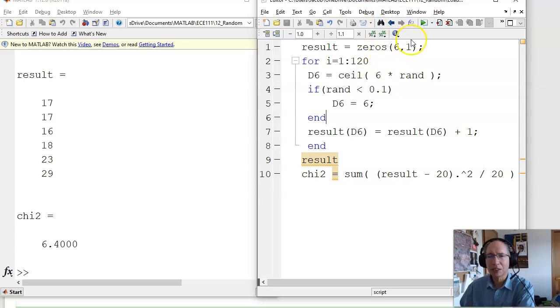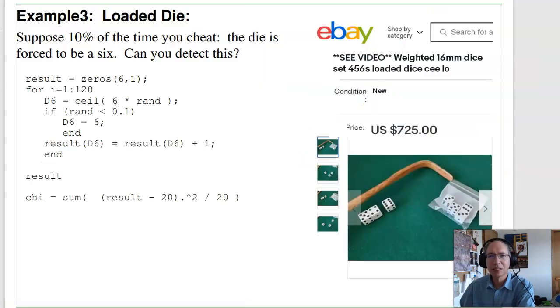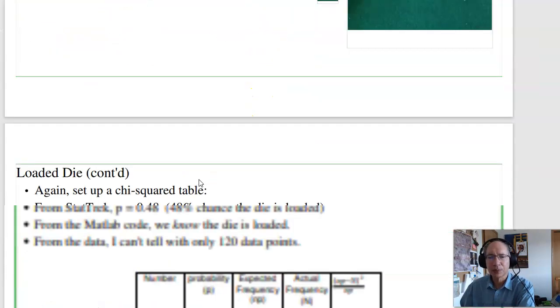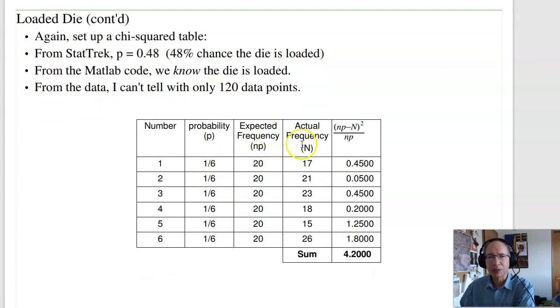Again, toss the dice a couple times and get a chi-squared score. Suppose this is my result: 17, 21, 23, 18, 15, 26. The chi-squared score is 4.2. Now go into Stattrack. I've got 5 degrees of freedom.